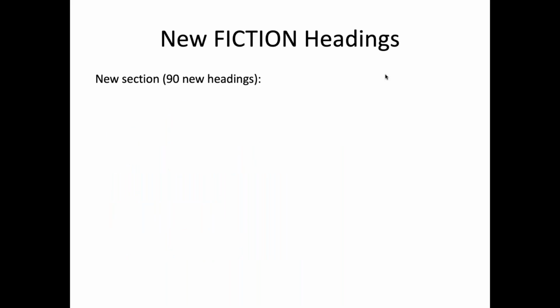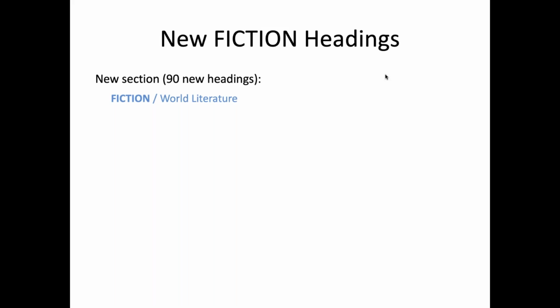And then we created a new section in fiction in which we added 90 new headings. We added the trees for fiction world literature. This kind of fell out of a discussion that we were having on fiction literary and fiction classics, and how we could break up some of those sections, if there's something better that we could tree those to.